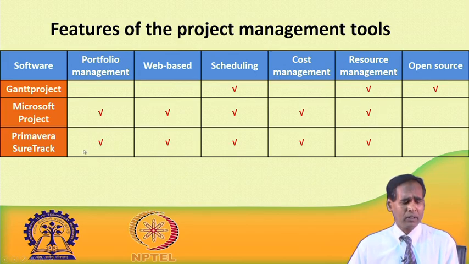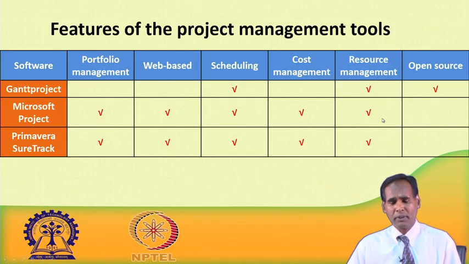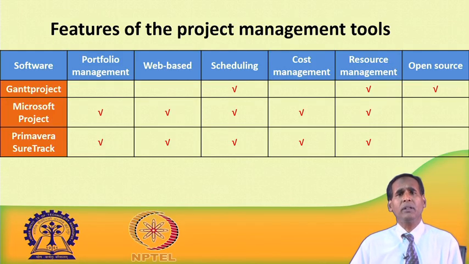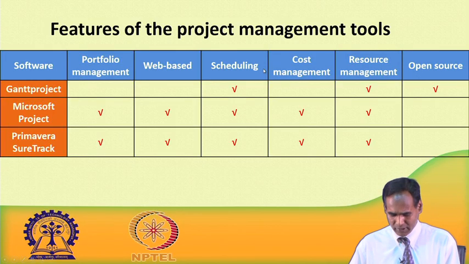Then Primavera SureTrack also supports portfolio management. It is also web based software. It supports scheduling activities through CPM, PERT etc., and it also supports cost management. It also supports resource management, but this is not open source software. So, these are a few of the project management tools we have listed here. Many other tools are there. For example, another project management tool is called Libre project. So, you can also use Libre project for different project management related activities.